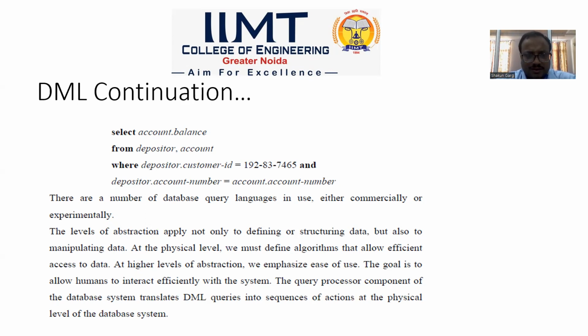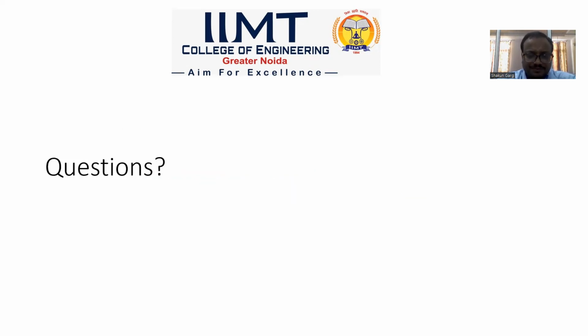The levels of abstraction apply not only to defining or structuring data, but also to manipulating data. At the physical level, we must define algorithms that allow efficient access to data. At higher levels of abstraction, we emphasize ease of use. The goal is to allow humans to interact efficiently with the system. The query processor component of the database system translates DML queries into sequences of actions at the physical level of the database system.